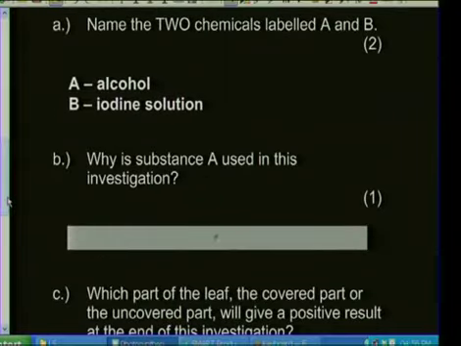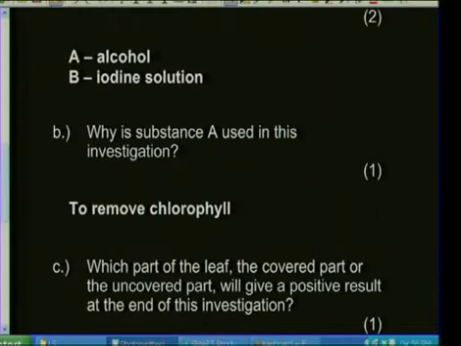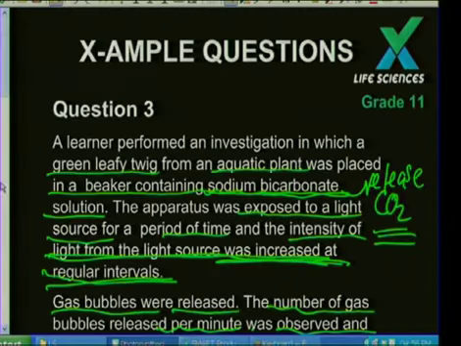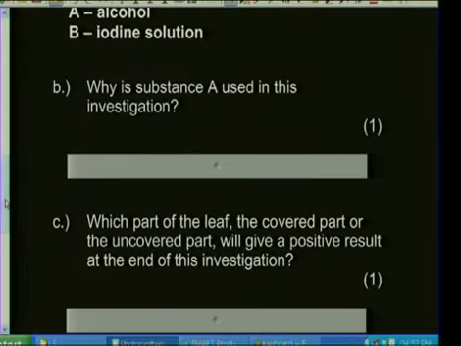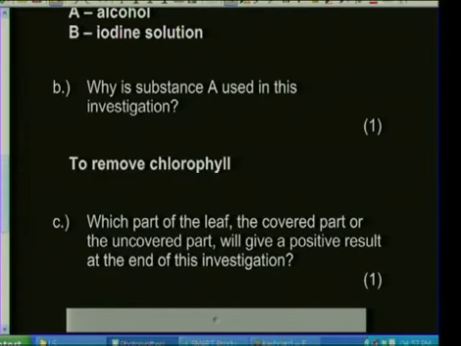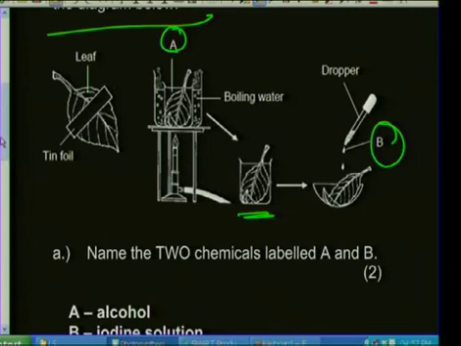Why is substance A used in this investigation? Why do we use alcohol? To remove chlorophyll. Alcohol tends to remove the chlorophyll. By the way, if you do this experiment, you'll notice after you boil it in this solution that the alcohol becomes green. That shows that the chlorophyll has left the plant.